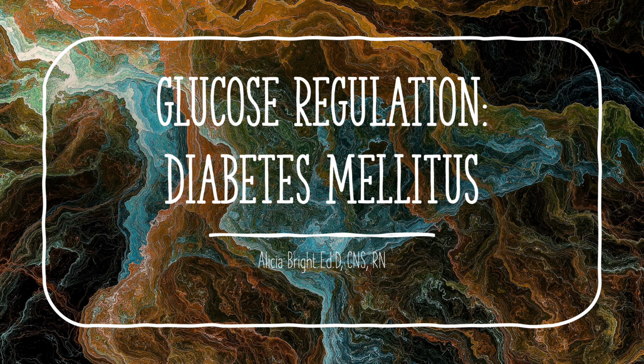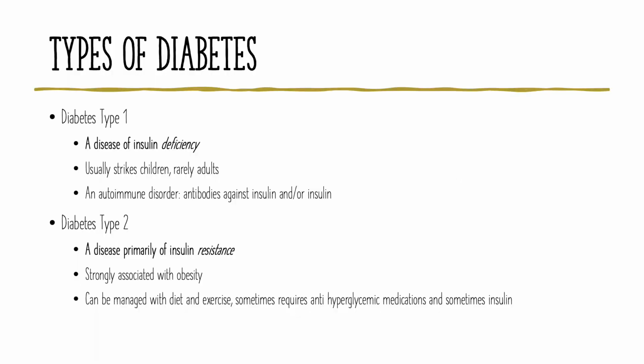We are going to talk about glucose regulation, as that concept applies to patients with diabetes. So, if you remember from the previous lecture, there are two types of diabetes. Now, just as an aside, there are some studies that are thinking we actually have more types of diabetes than that, up to 5 types of diabetes.